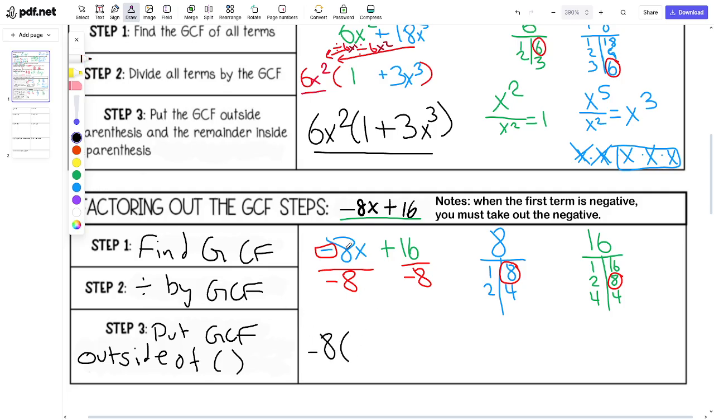Times, and then what's negative 8x divided by negative 8? Well, these cancel out. X. And then 16 divided by negative 8, well, that's negative 2. Remember, positive divided by negative is negative.